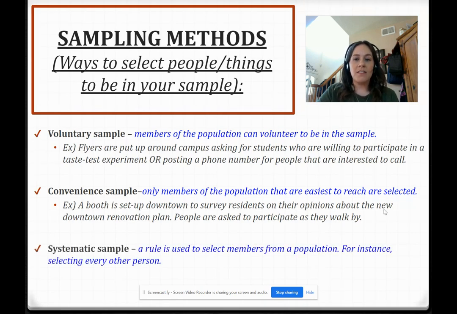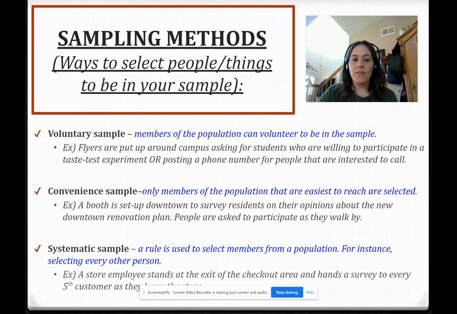Our next sampling method is called systematic sample. Systematic sample is when a rule is used to select members from a population. For instance, selecting every other person. Another example I give here is a store employee stands at the exit of a checkout area and hands a survey to every fifth customer as they leave the store. There's a systematic element to it. It's not just random. There is actually a method and a very system type way of selecting people.